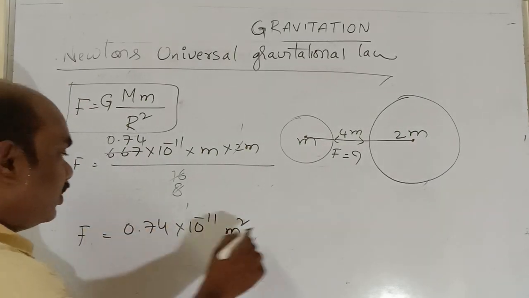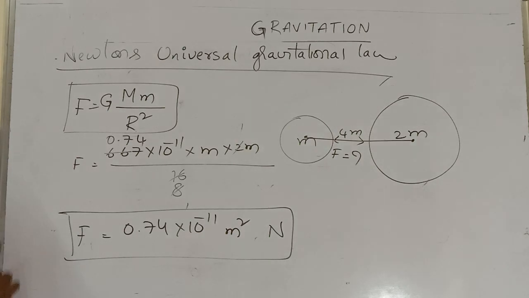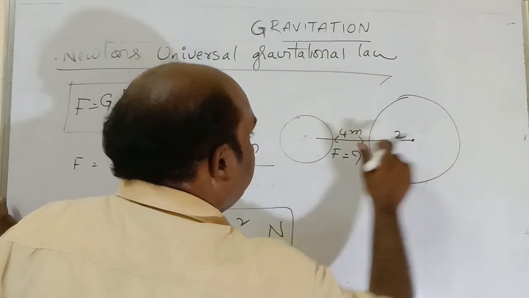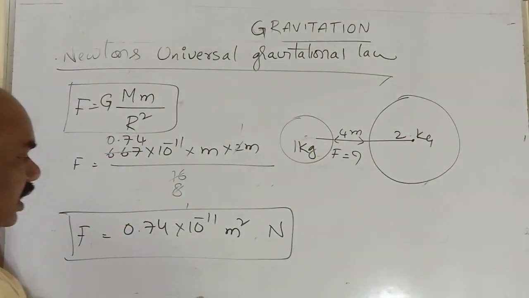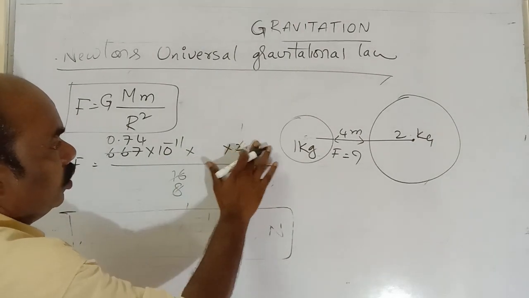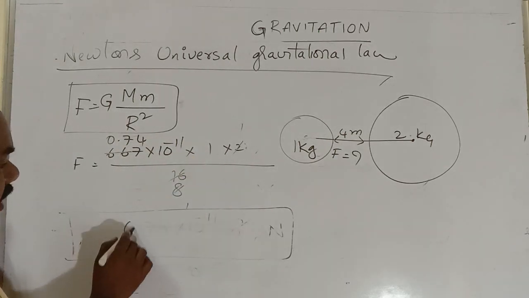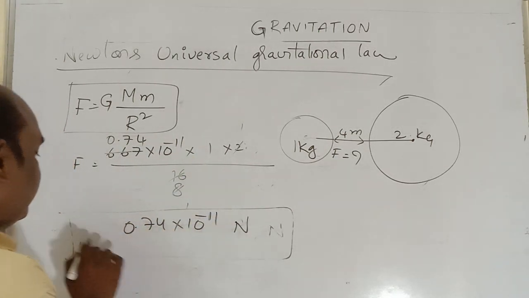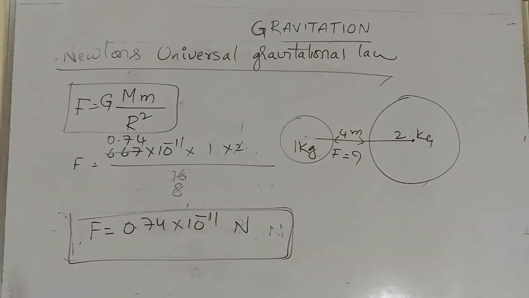This is the force acting between two bodies. Let us consider this is 1 kg, this is 2 kg. At that time, simply you can write 1 into 2. What will happen? 0.74, directly you can write it as 0.74 into 10 power minus 11 Newton. This is the force acting between 1 kg and 2 kg blocks.